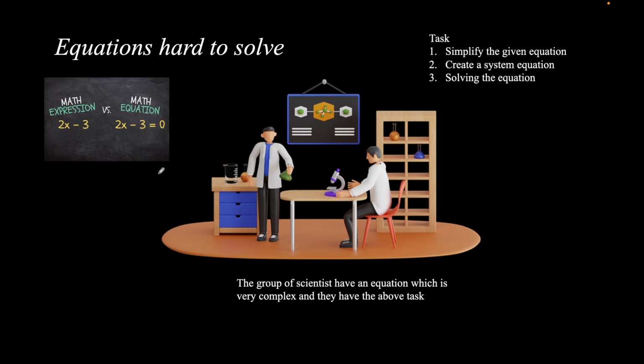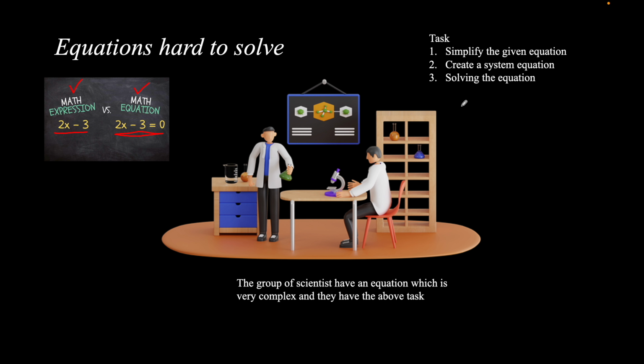So as we already know, there are two types of things that are present in math. One is basically a mathematical expression, which is this one, and we do also have equations which equate to something, right? So this is about the difference between expression and the equation.